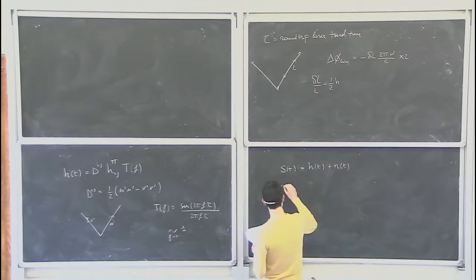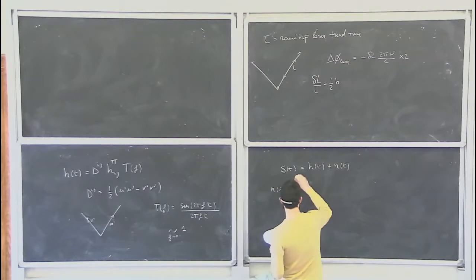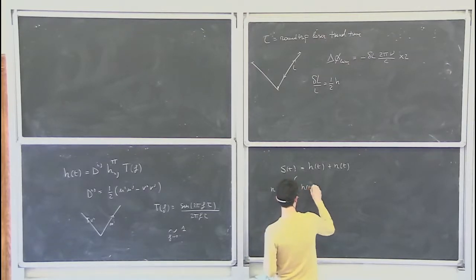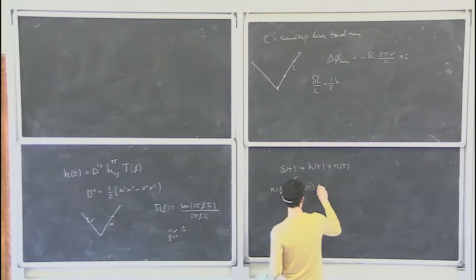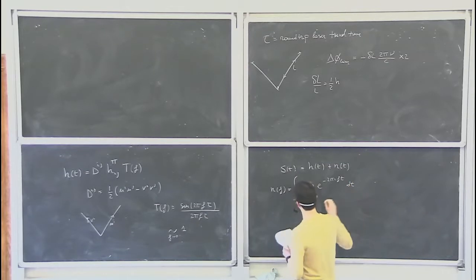So first of all, we define the Fourier transform as usual, motivated from engineering. We define it in the following way: n of f is the integral of n of t times exponential of minus 2 pi i f t, dt. This is how we define the Fourier transform.